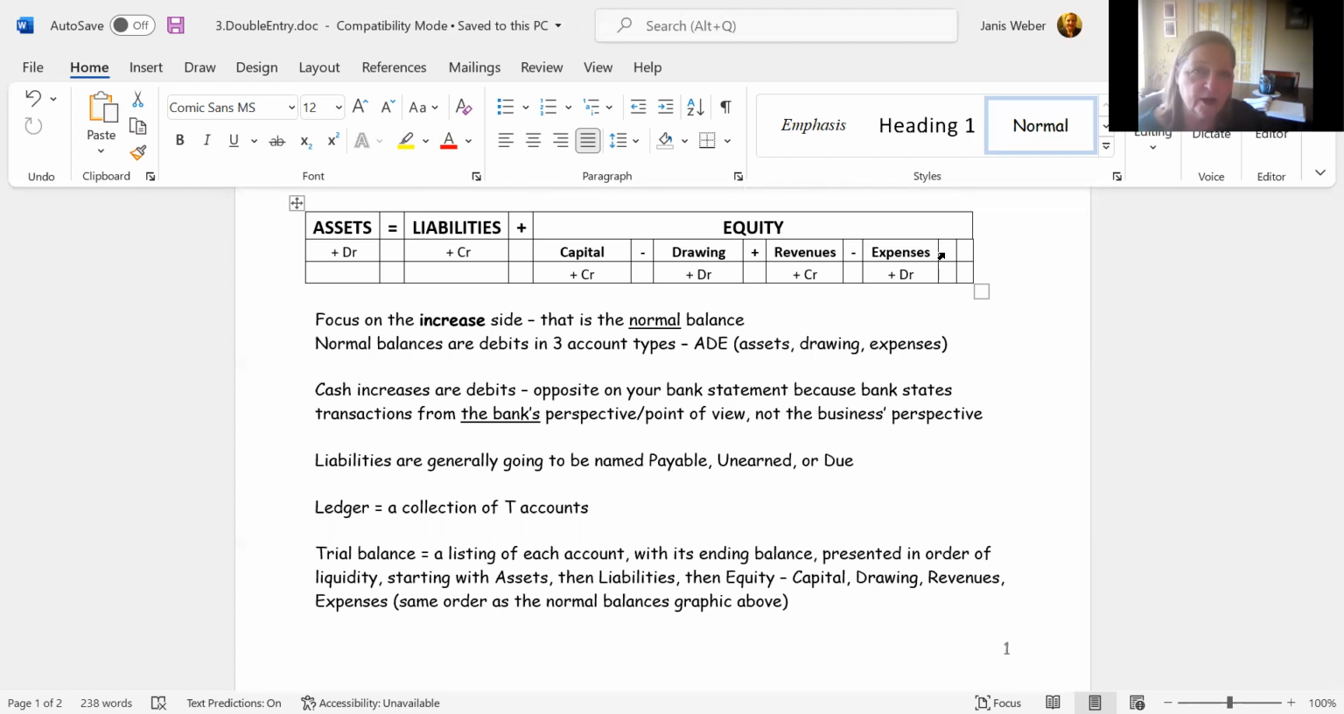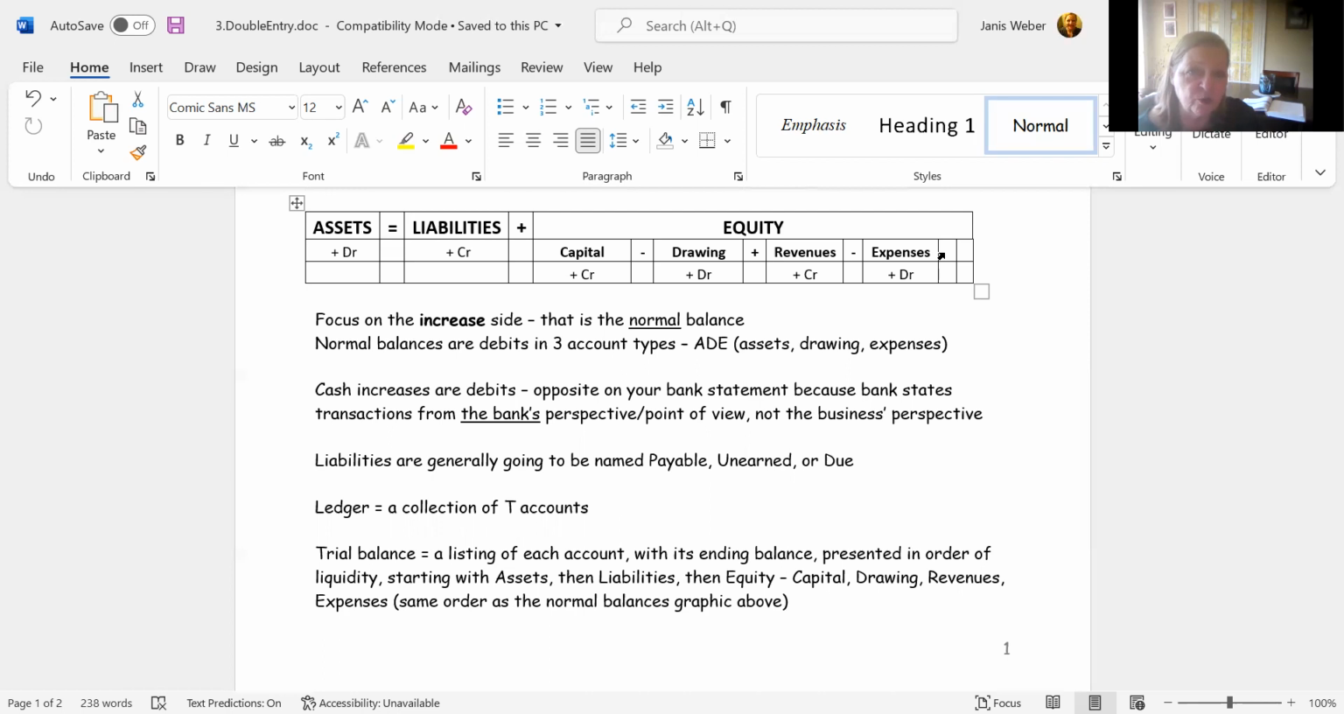And so the trial balance has the names of all those accounts, and then it has a debit column and a credit column. You would put the ending balance of each account only in one or the other of those two columns. So assets would have their balance in the debit column, unless it were a contra asset, but we don't have those yet. Liabilities would have their balance on the credit side because they have a normal credit balance. Equity, capital would have a credit balance. Drawing would have a debit balance. Revenues would have credit balances, and expenses would have debit balances in this trial balance.